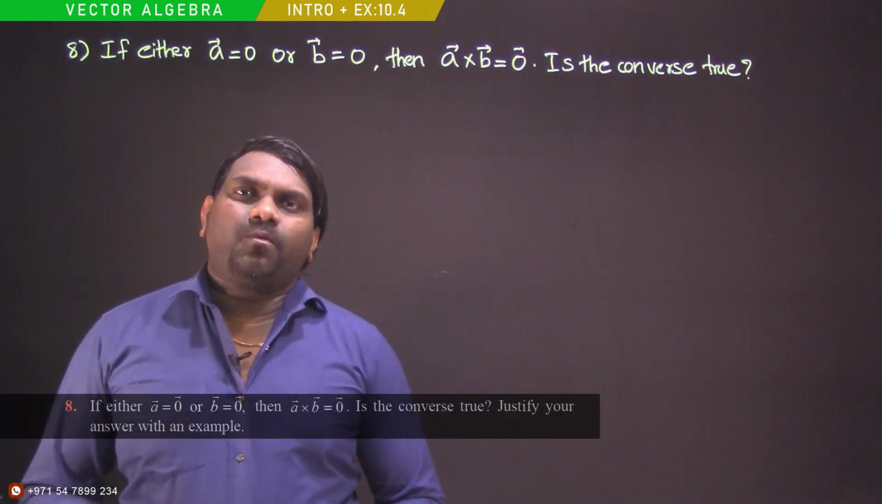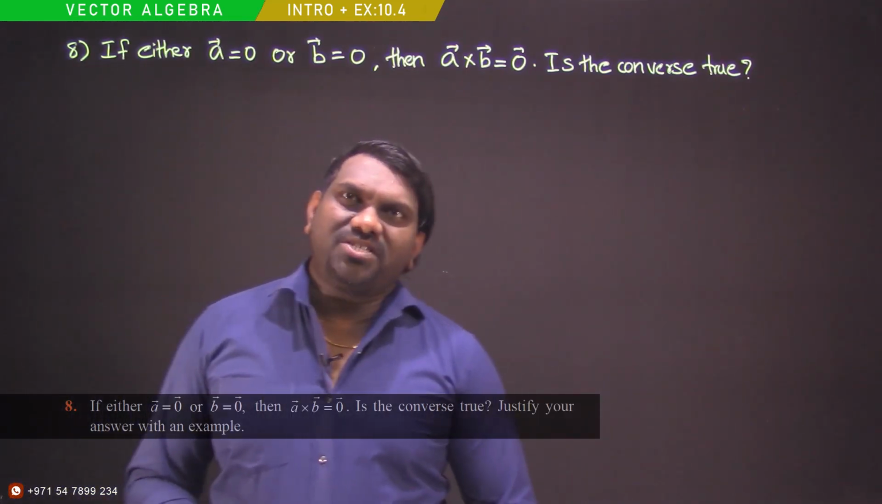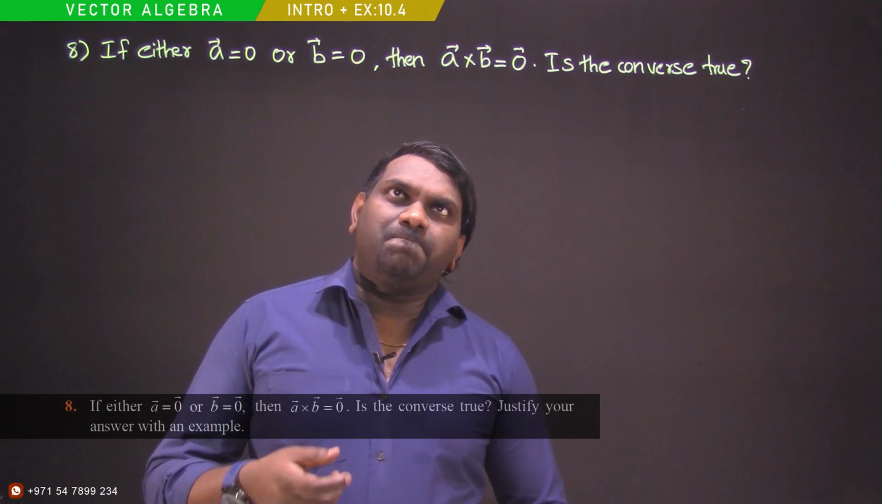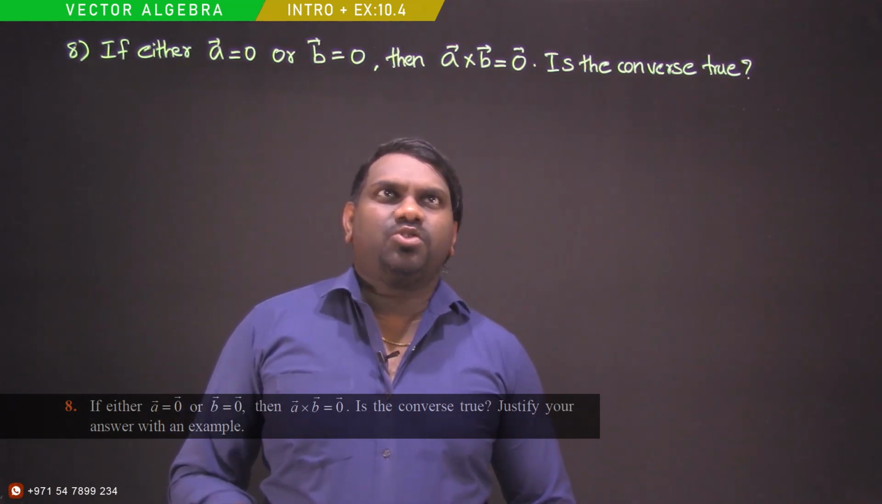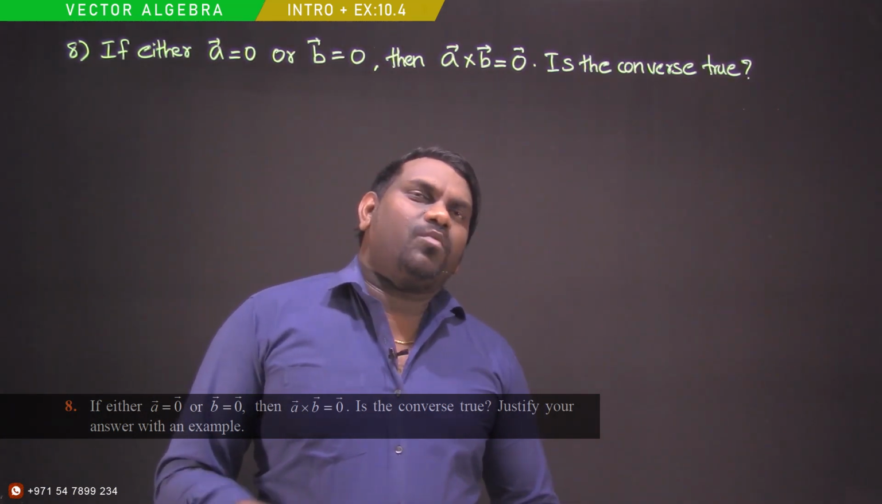If either vector A is equal to 0 or vector B is equal to 0, then A cross B is equal to 0. Is that converse true?